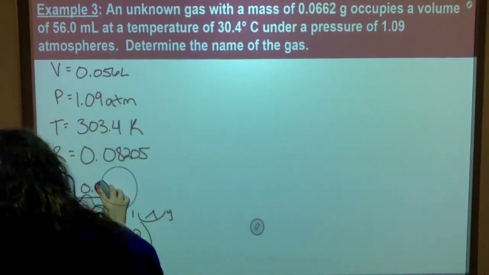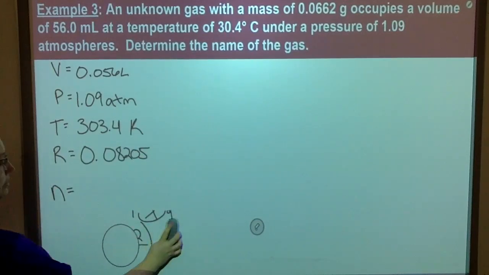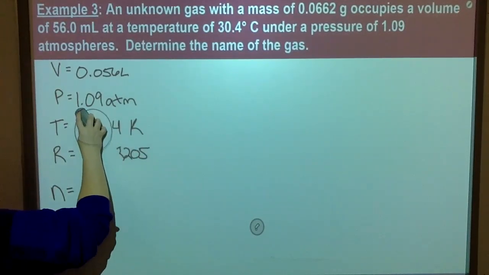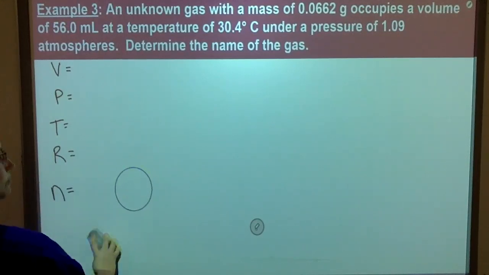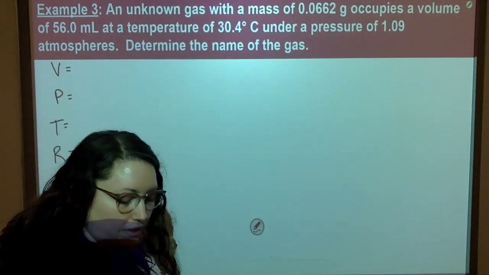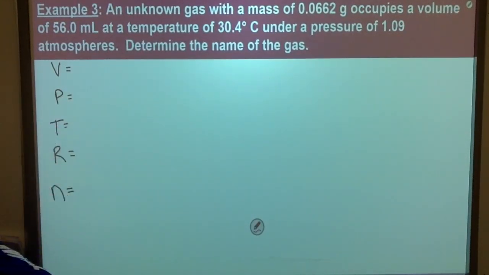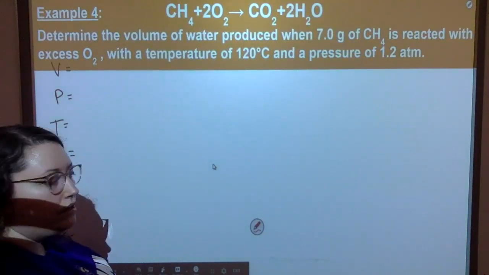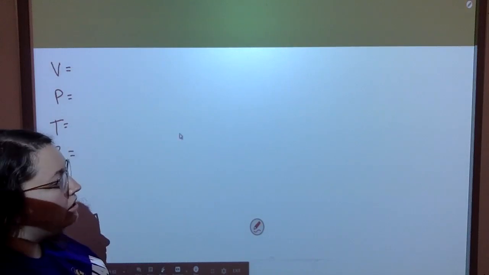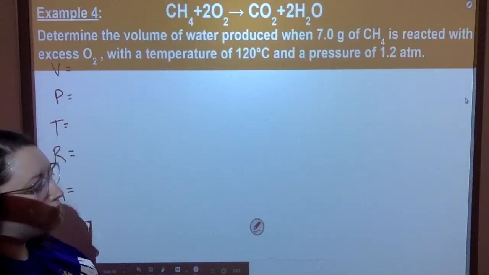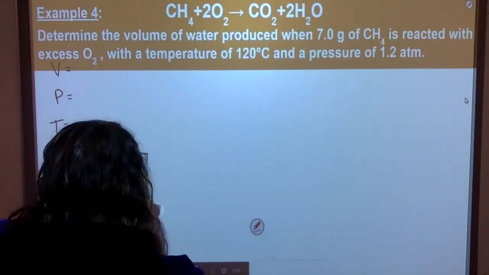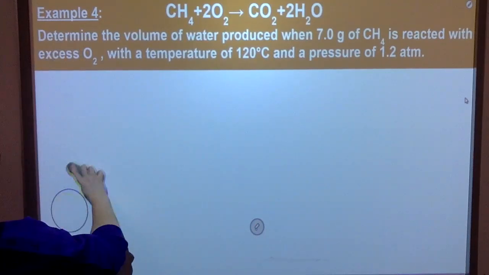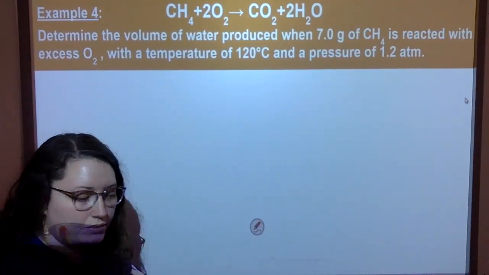Let's erase all this good stuff. All right, so this will be our last example, example number 4. I should move my mouse. Alrighty, so let's get all these down. I got this kind of messy. And let me get my pen.